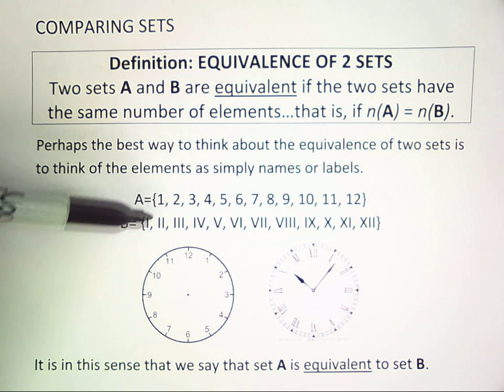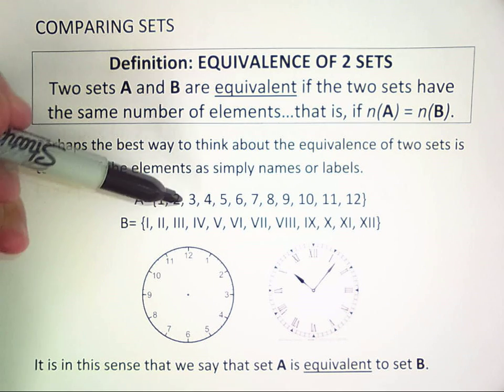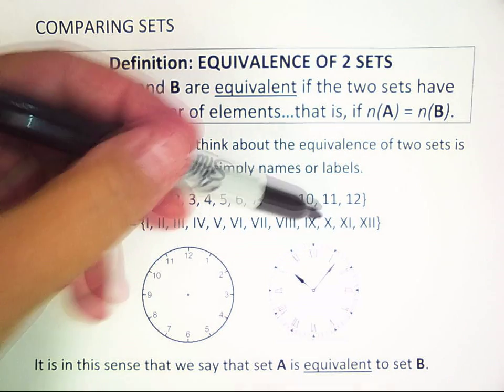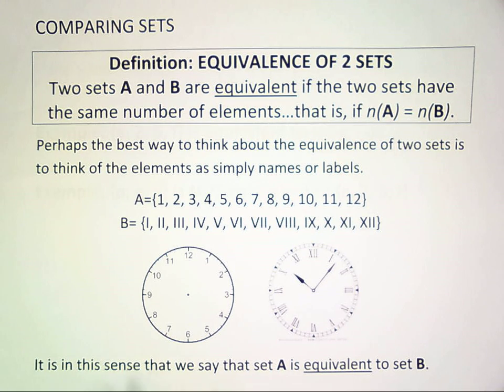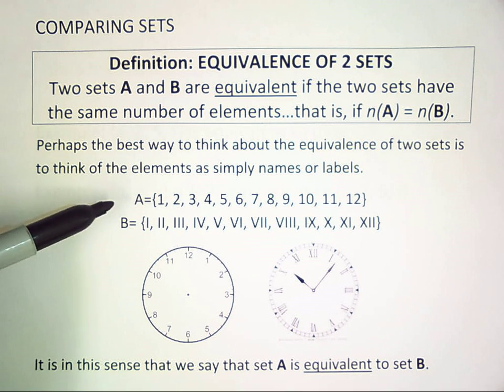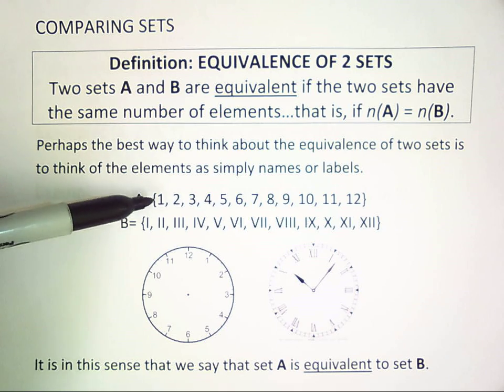Equivalent is like a one-to-one correspondence. This one corresponds to that one corresponds to that one. You can set up a one-to-one correspondence, and that means they have the same number of elements. So equivalent is definitely a different concept than equality. Equality requires the sets to be not only the same size in terms of having the same number of elements, but they also have to have exactly the same elements. Equivalent is a less strict condition where you simply have to have the same number of elements.